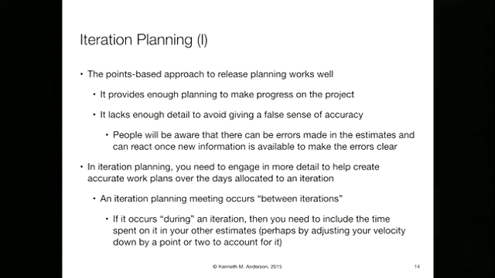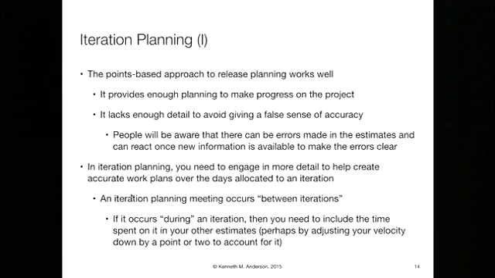Okay, so the points-based approach to release planning can work well. It provides enough planning to make progress on the project. It lacks enough detail to avoid giving you a false sense of accuracy. People are going to be aware that there are errors in these estimates, and they can react once new information is available. In iteration planning, you need to engage in a little bit more detail to help create accurate work plans over the days that are allocated to an iteration.